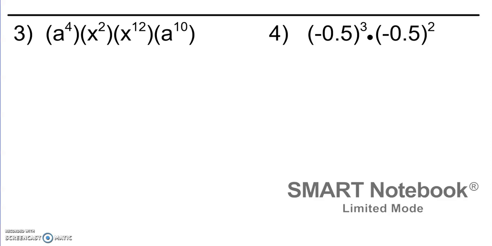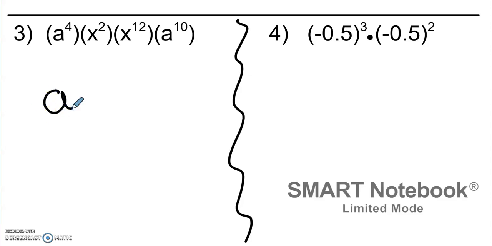All right, so if you are listening to my voice, that means you are ready to go over these two problems together. Let's separate it real quick. Number 3, over on the left, we have a to the 4th times x squared times x to the 12th times a to the 10th. What I'm going to do is combine my a's first. So I have a to the 4th times a to the 10th. And remember, if it's the same base and we're multiplying, we add the exponents. So it's going to be a to the 4 plus 10.